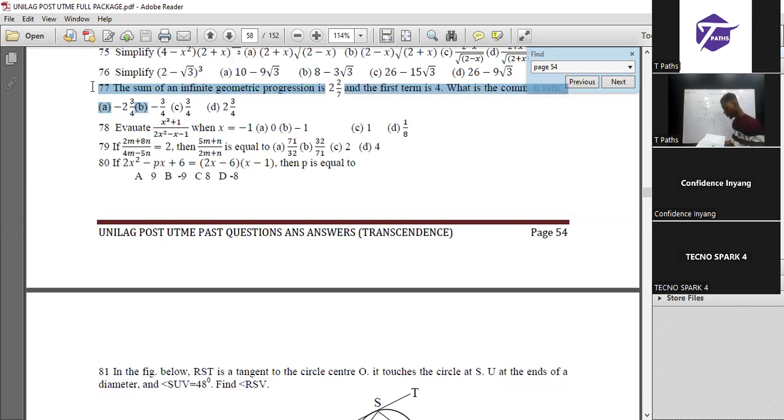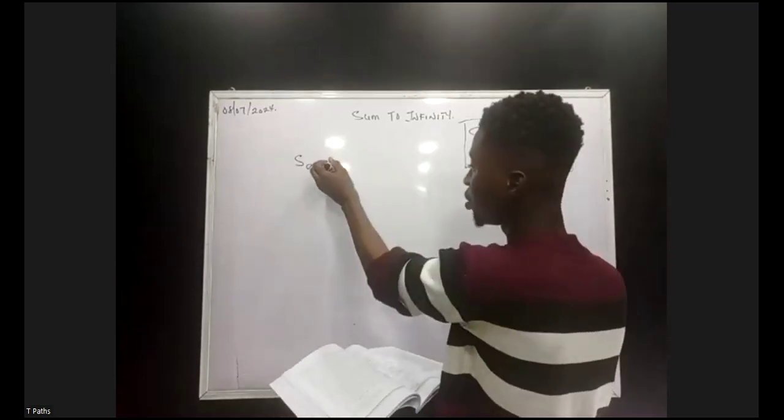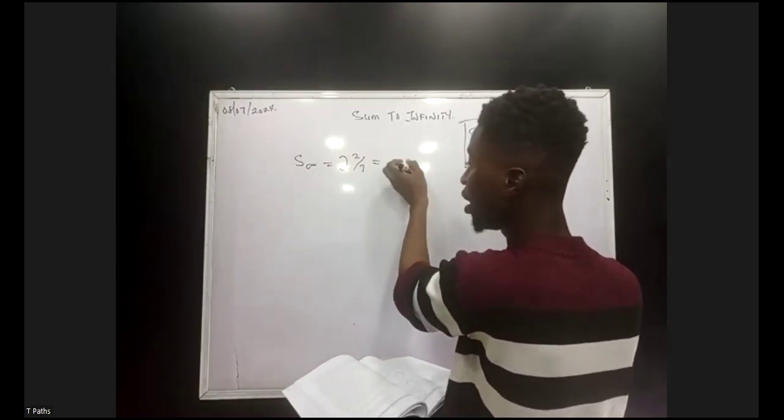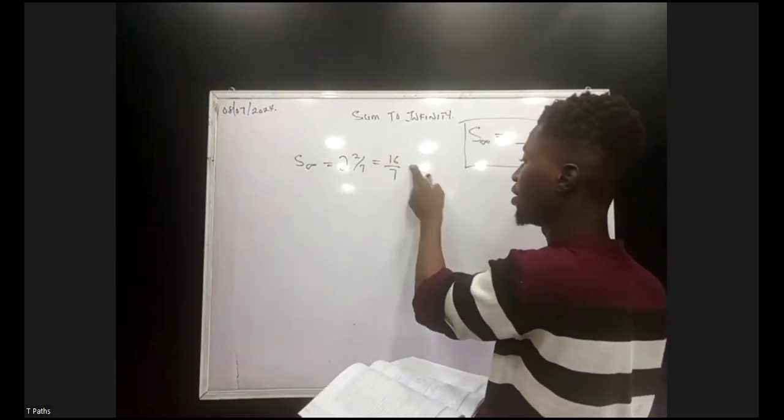Let's look at page 54, number 77. Let's look at the question. Calculate the sum of an infinite geometric progression, which is 2 2/7. According to the question, let's interpret this: the sum to infinity is equal to 2 2/7. Turn this mixed fraction into an improper fraction, and I have 16/7.